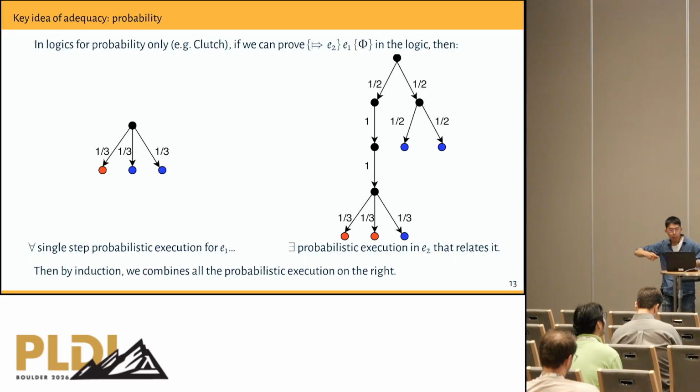And then at the end, when you take induction on the number of steps for the left-hand side program, you will get a number of execution trees on the right, which you can then piece together to show that for every tree on the left, it will refine some tree for the right.